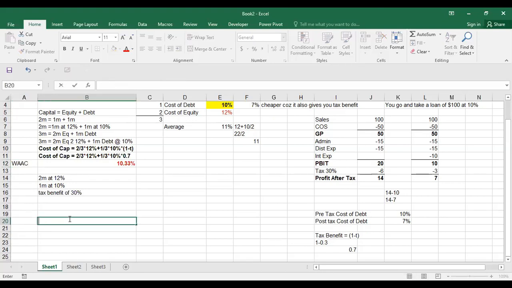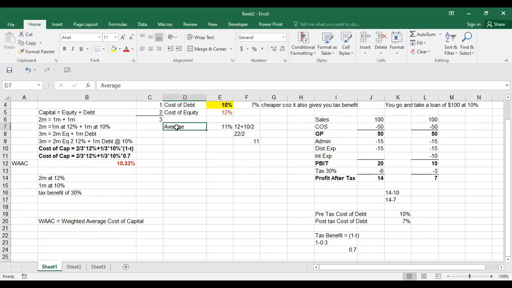What do I mean by WACC? I'm sorry, somehow my keyboard has WACC: weighted average cost of capital. So your WACC is a weighted average. It's not a simple average. When I was taking this number earlier, that was a simple average. Simple average means that equity was 1 million, debt was 1 million, I just said 12 and 10%, and I made an average. But you use the word weighted average because equity and debt have different weights within your capital.